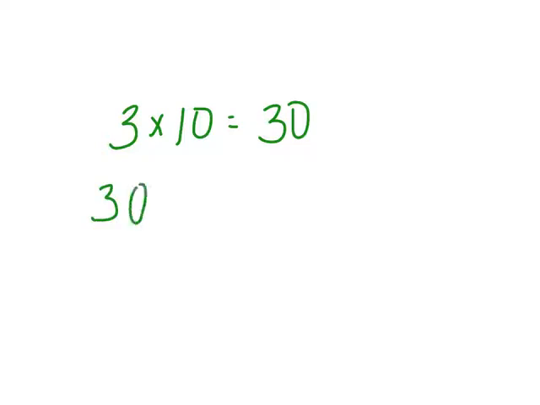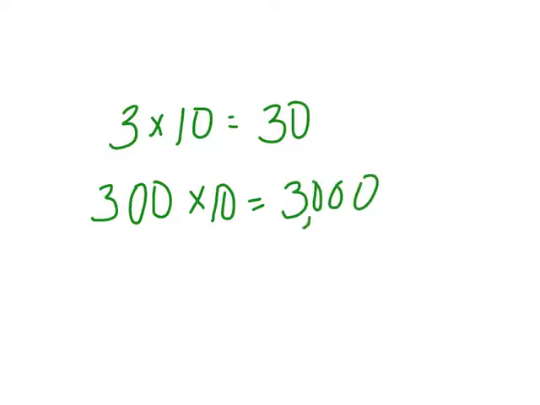Today we're going to talk about multiplying with zeros. We know that 3 times 10 would be 30, and that's because anything times 10 is itself with a zero. So knowing that, if I said 300 times 10, that would be 300 with a zero at the end, which would make 3,000.